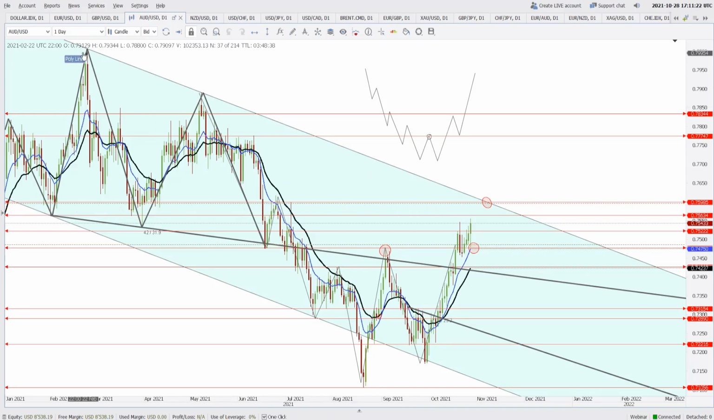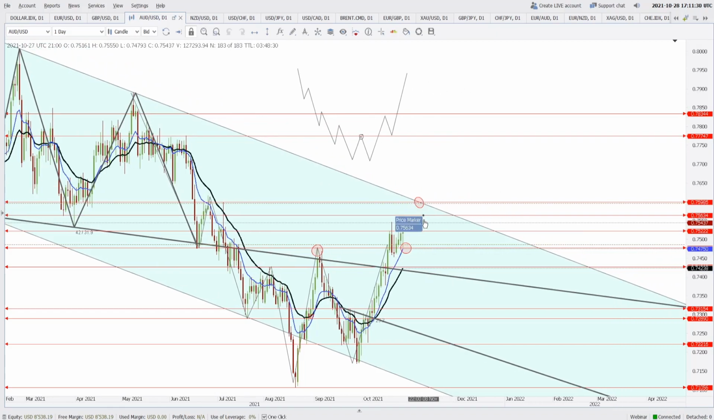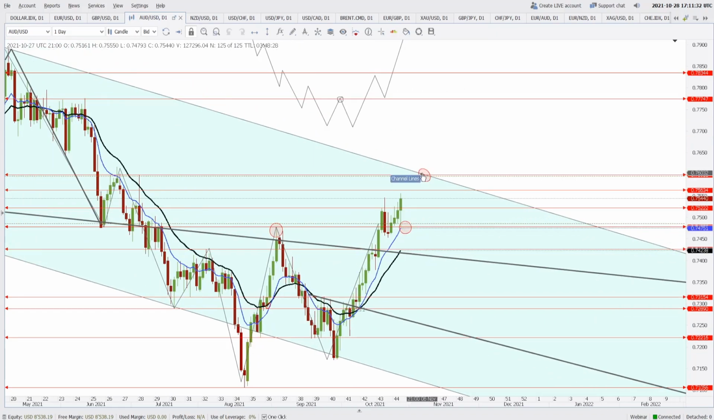Also, those who have drawn a trend line from here, not even a channel, those who have only drawn a trend line from here, they will also be looking at this area to open their short positions. So yes, this is the area where I would like to book my profits.